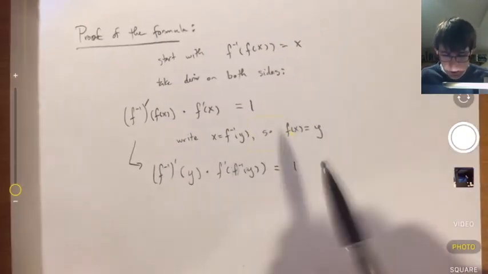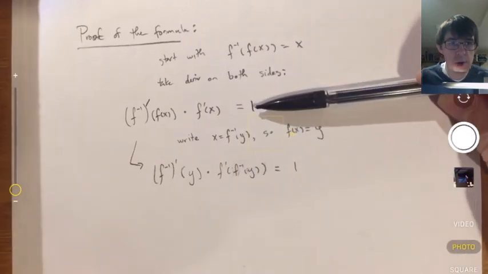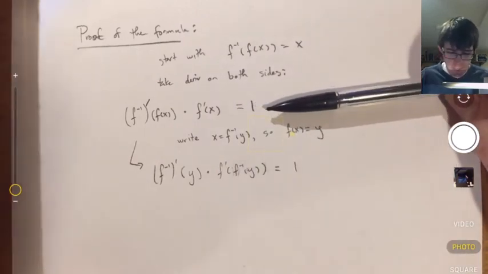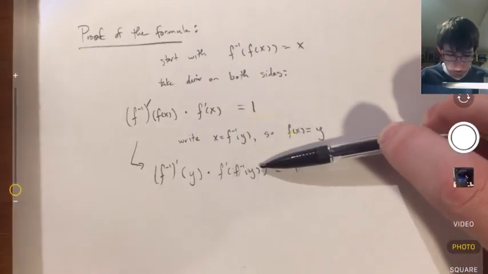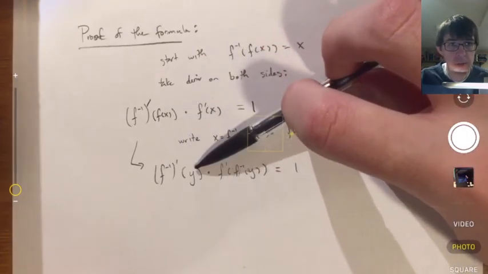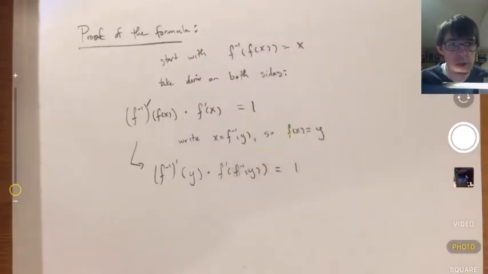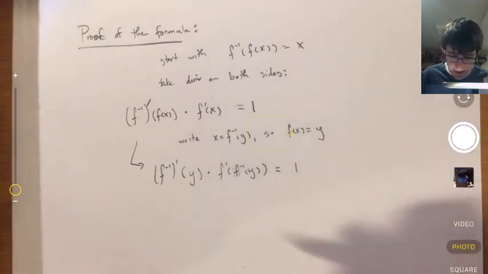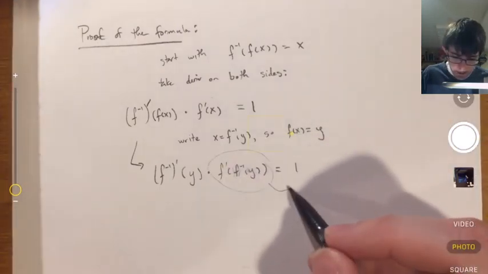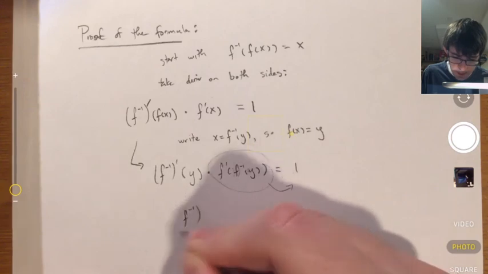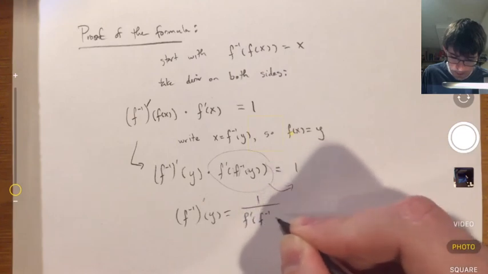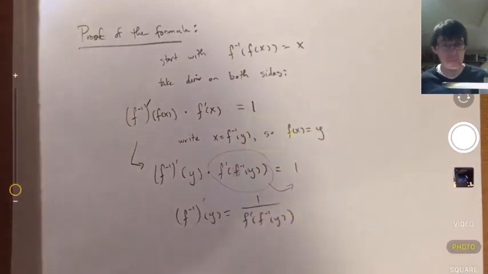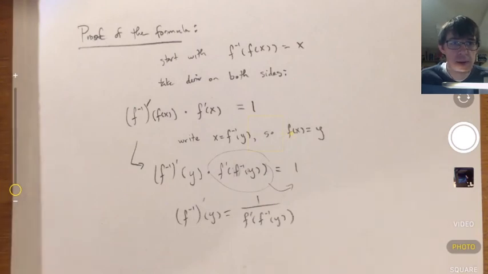Okay, we're just doing some funny business with the names of the variables here, right? Instead of x, I am writing it as f inverse of y. So this x turned into f inverse of y here, and this f of x turned into y here. But now we can just solve by dividing this part onto the other side. So it says f inverse prime of y equals 1 over f prime of f inverse of y. Right, just divided that. And this is the formula that I was supposed to be proving.